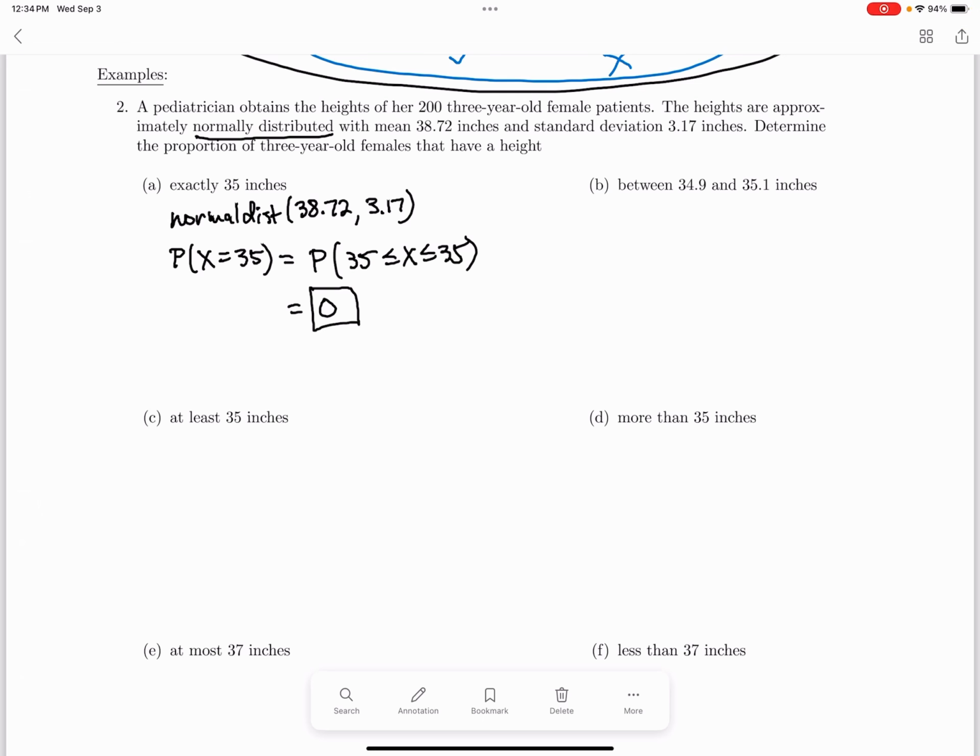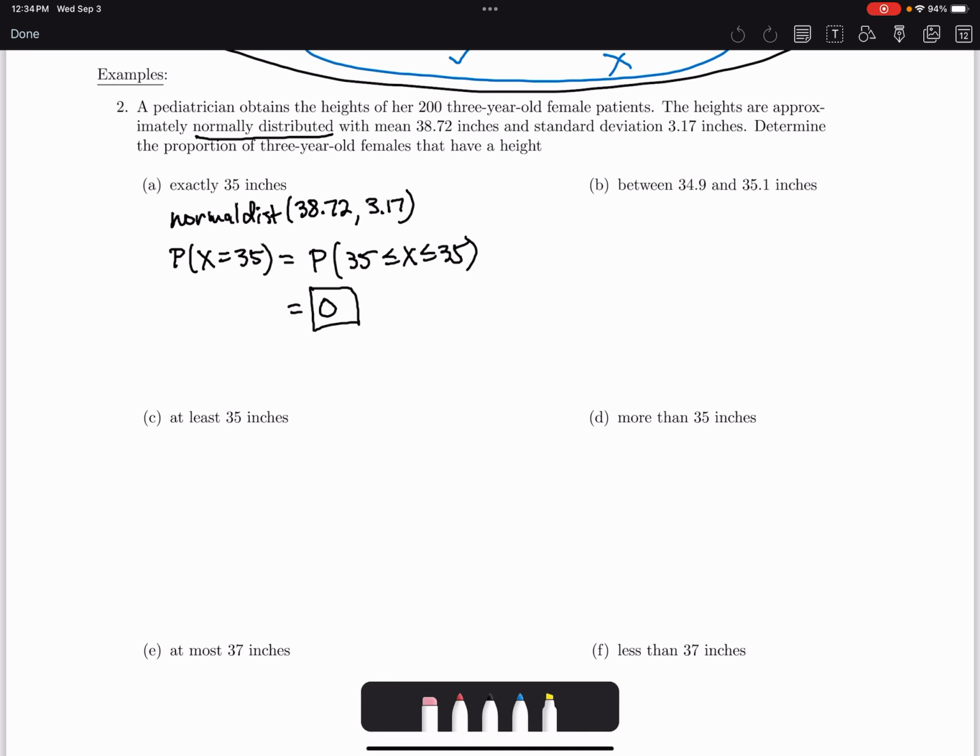Okay, let's look at part B. So we might not be able to compute the probability that x equals 35, well, okay, let me rephrase that. We can compute the probability that x equals 35, it's just that it's 0, okay? But if we look at the probability that x is between 34.9 and 35.1, then we should get something non-zero there. And I'm still using the same normal distribution that I was using before. So here the only thing that changes is the probability that I'm trying to compute.